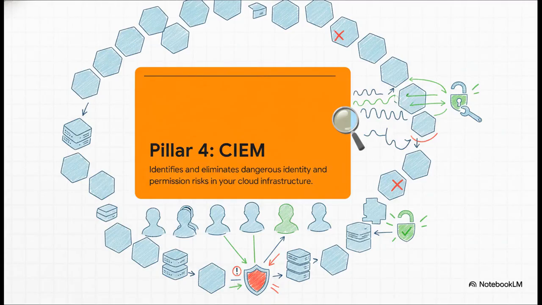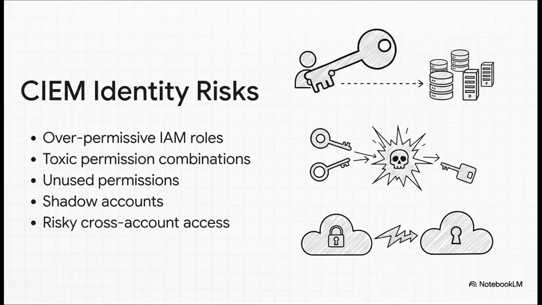And honestly, this one might just be the most critical of them all: CIEM, which is Cloud Infrastructure Entitlement Management. This is all about one thing: who can do what. In the cloud, permissions are literally the keys to the kingdom, and CIEM's entire job is to find and get rid of risky sets of keys before they end up in the wrong hands.